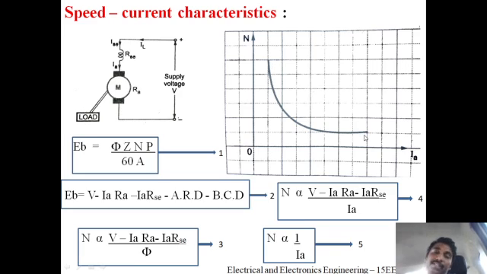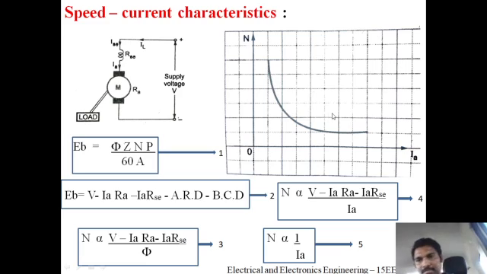The DC shunt motor, if you observe, is a constant speed motor. The change in speed with respect to load was very small. The speed regulation was good. The change in speed from no load to full load, if you consider, was very small. But here a wide range of speed you will get. From no load it is maximum. At full load, if you observe, it is almost minimum. A wide range of speed we will get, and it adjusts with respect to load as the load varies. So from the speed current characteristics, we can call the DC series motor a variable speed motor.